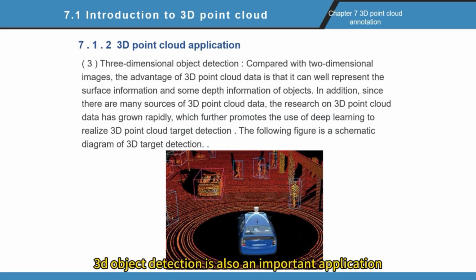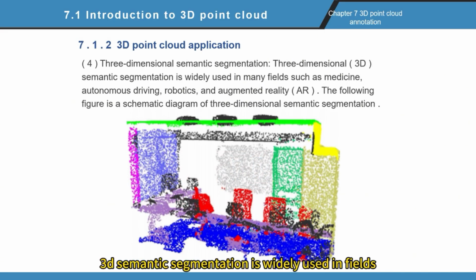3D object detection is also an important application. Compared to 2D images, 3D point cloud data can better represent the surface and some depth information of objects. With many sources of 3D point cloud data, research on it has grown rapidly, promoting the use of deep learning for 3D point cloud target detection. The figure is a schematic diagram of 3D target detection. 3D semantic segmentation is widely used in fields like medicine, autonomous driving, robotics, and augmented reality. The figure shows a schematic diagram of 3D semantic segmentation.